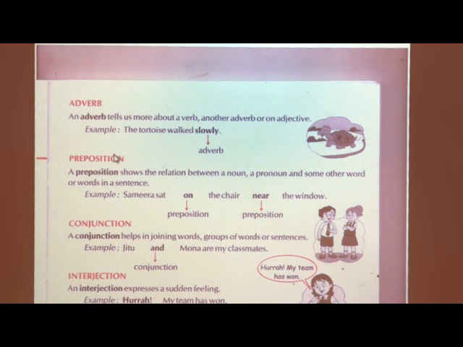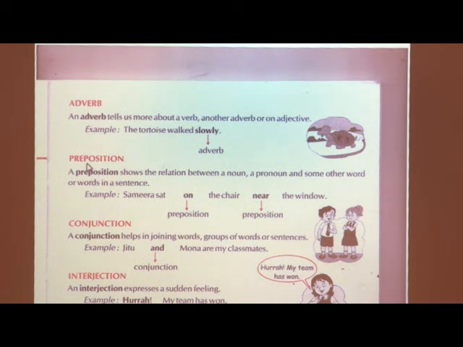Then it modifies another adverb. How does it modify? Suppose I say, he worked quite hard. Now which is the verb here? Worked. He worked. Worked is the verb. And how did he worked? Quite hard. Meaning it is modifying the other adverb. And which is one more adverb over here? Hard. So it is modifying the other adverb also. So here, what is an adverb? An adverb tells more about a verb, another adverb, or an adjective. So this is the 5th part of speech, that is an adverb.